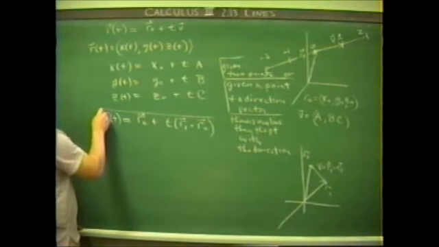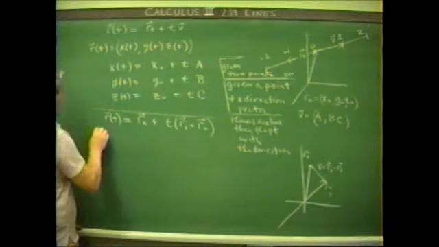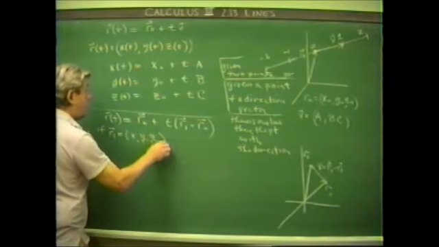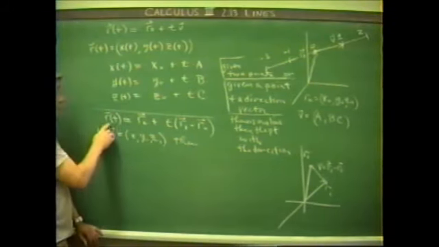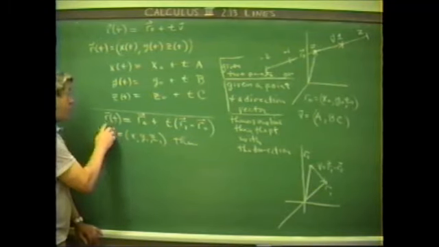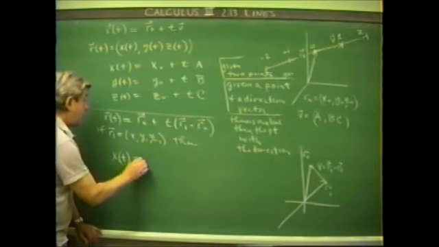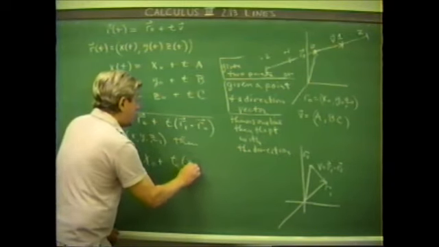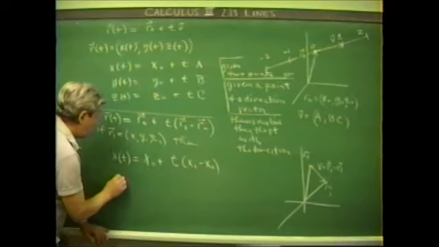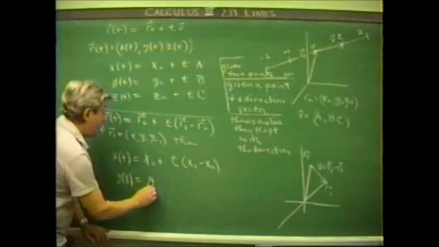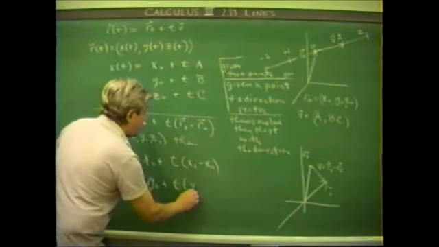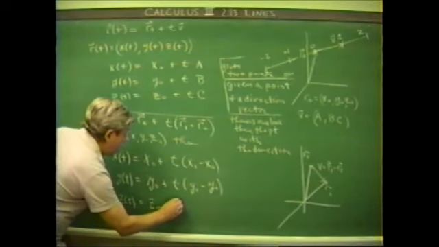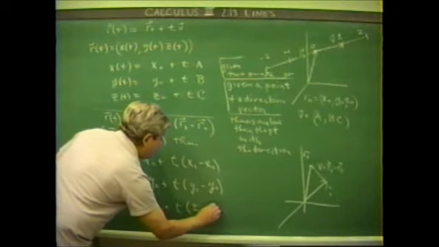Now, if R1 is the vector x1, y1, z1, then the parametric equations here, or the coordinate equations of this vector valued function, are going to be x of t is equal to x0 plus t times (x1 minus x0), y of t is equal to y0 plus t times (y1 minus y0), and z of t is going to be z0 plus t times (z1 minus z0).